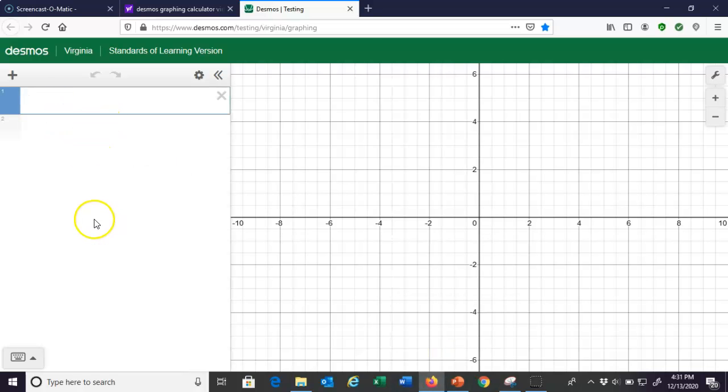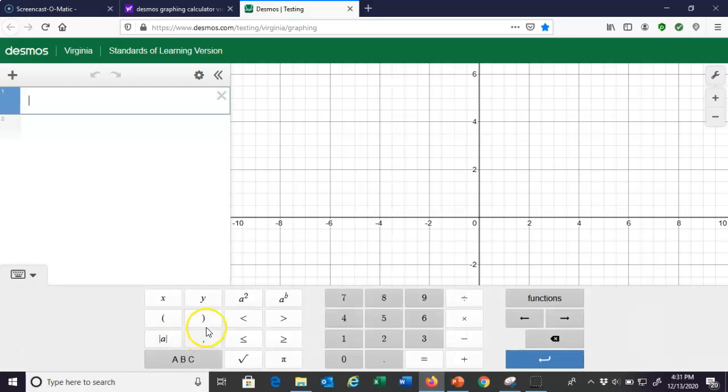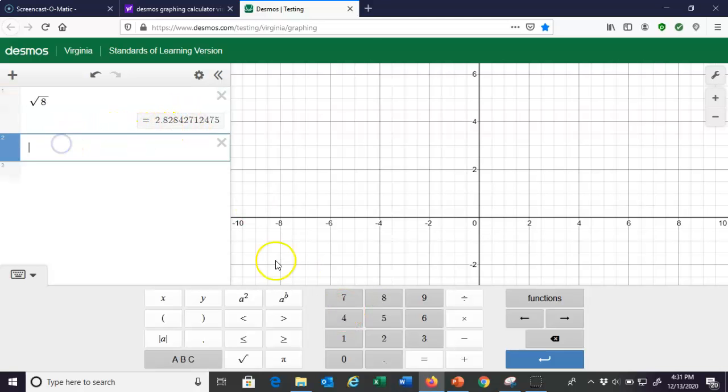So let's practice this. Here's our graphing calculator, our Virginia version. Come down here to the keypad, and we're gonna click on the square root of 8. There it is, 2.828. What about 2 square roots of 2? Yep, sure enough, it's the same thing.